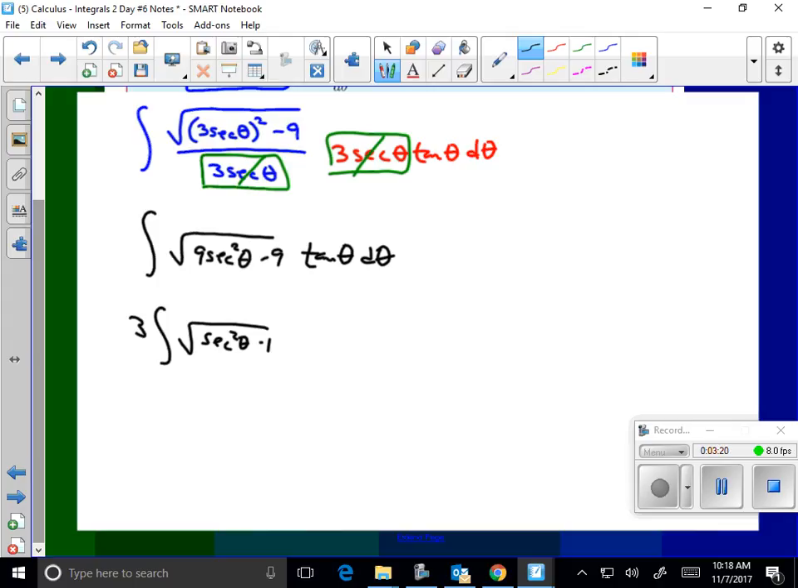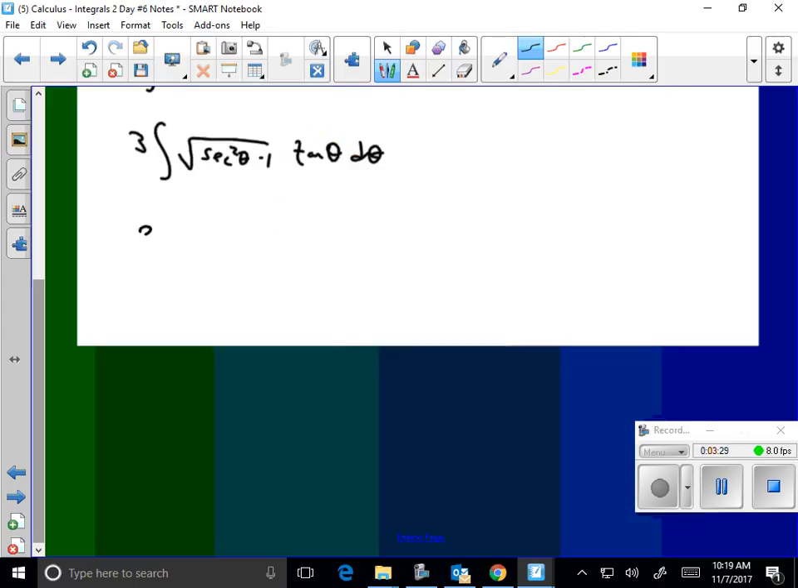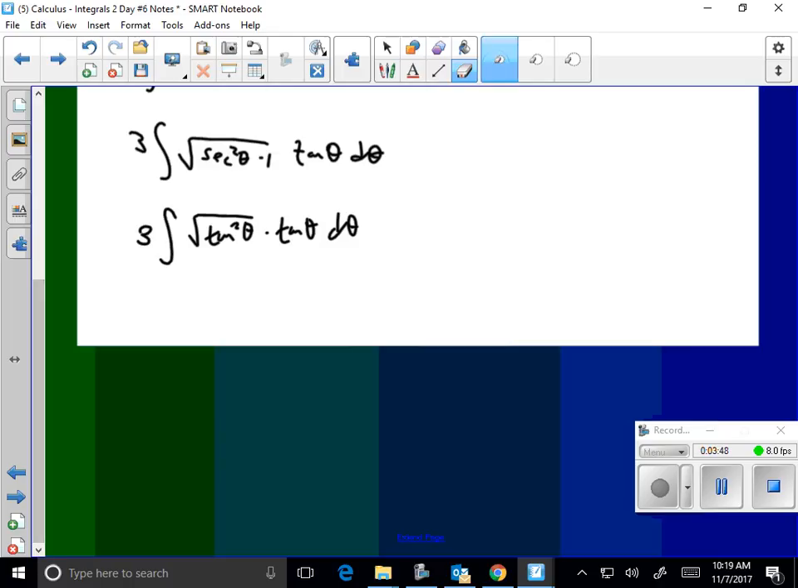It's tangent squared, right? So I have here with me, yes, it's unbelievable, 3 times the integral of the square root of tangent squared theta times tangent theta d theta. Oof. What's the square root of tangent squared? Tangent. Oh, nice. So if the square root of tangent squared is tangent, I really just have tangent times tangent, which is tangent squared.